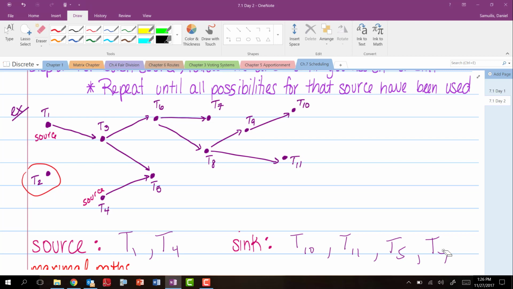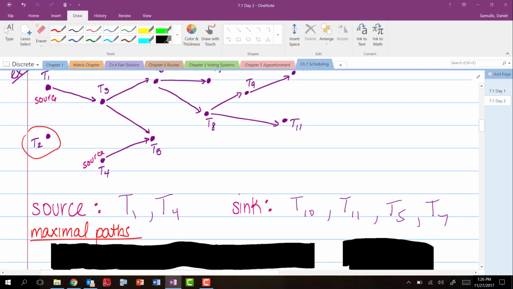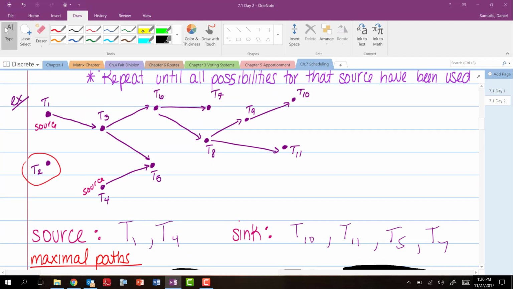This is just a random digraph. Man, a lot of hiccups in this class. I'm going to have to scare somebody, scare the hiccups out of them.